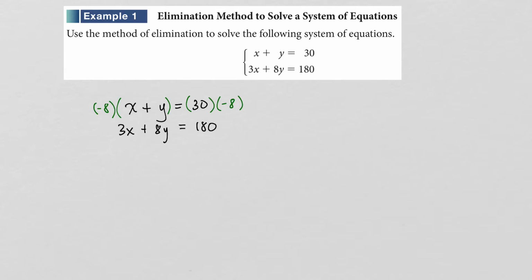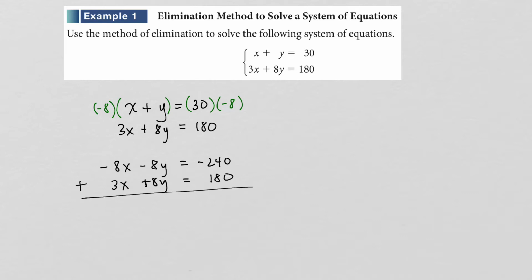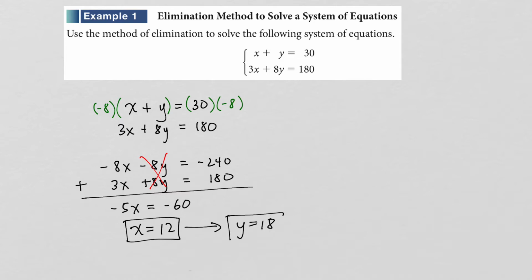So if I multiply the first equation by negative 8, what we end up with is negative 8x minus 8y is equal to negative 240. The second equation is unchanged. And now when we add these together, the y's cancel out, and we end up with negative 5x equals negative 60, which looks really familiar. That gives us x equals 12, and then substituting x equals 12 into the original equation will once again give us y equals 18.